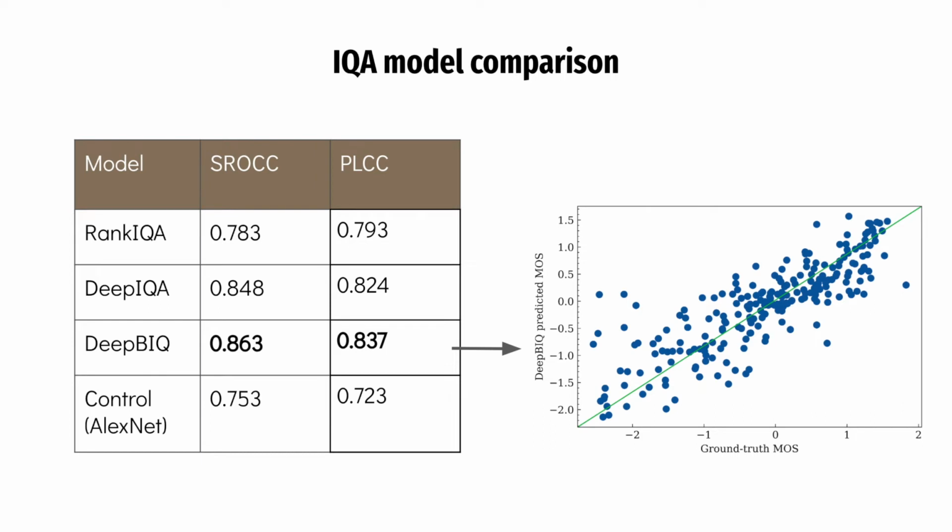From the table, DeepBIQ shows the highest correlation score. On the right is the plot of the predictions against the ground truths.